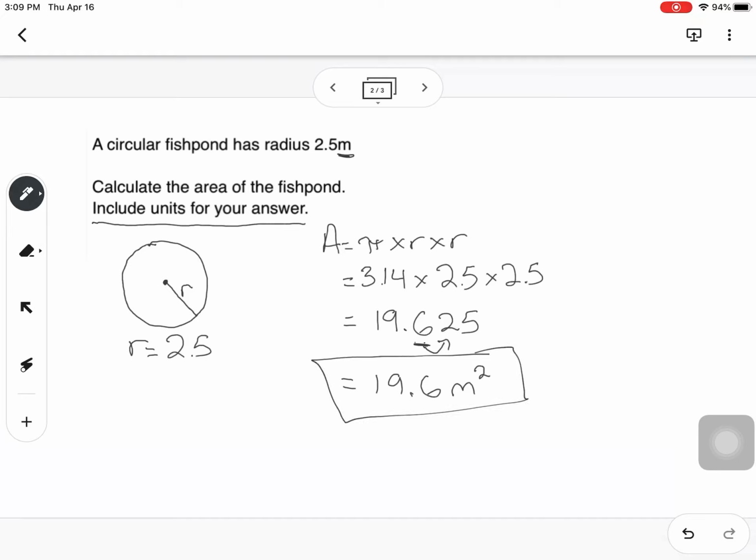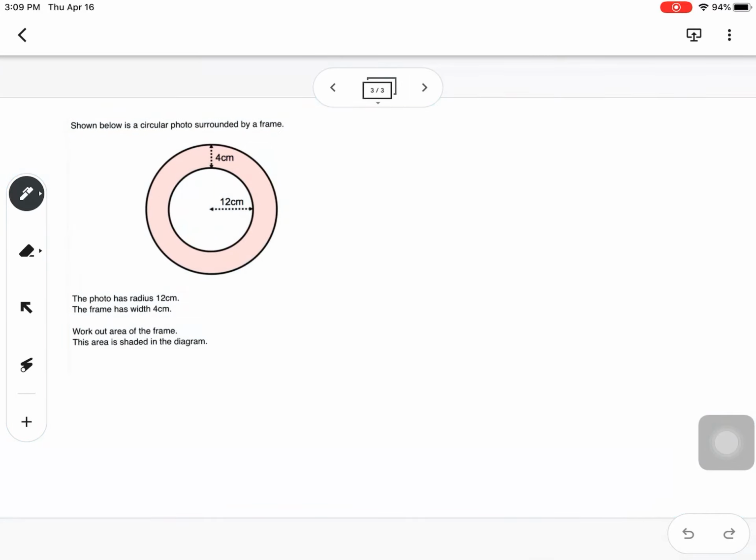Okay, one last example, and this one's a tough one. So I want you to pause the video and try to solve this question on your own before listening to how I solve it. Okay, well, you're back, and to solve this question, it says, shown below is a circular photo surrounded by a frame. So the frame is the pink and the photo is the white inside. The photo has a radius of 12 centimeters and the frame a width of 4 centimeters. Work out area of the frame. This area is shaded in the diagram.